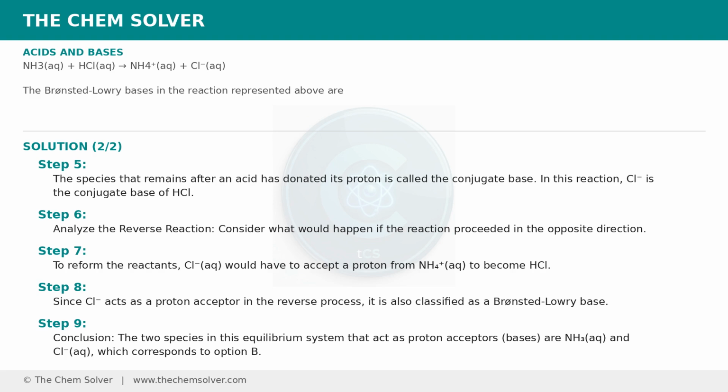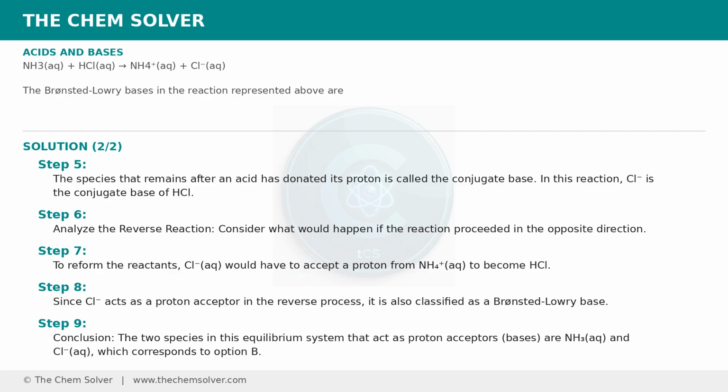Analyze the reverse reaction. Consider what would happen if the reaction proceeded in the opposite direction. To reform the reactants, Cl⁻ would have to accept a proton from NH4⁺ to become HCl. Since Cl⁻ acts as a proton acceptor in the reverse process, it is also classified as a Bronsted-Lowry base.